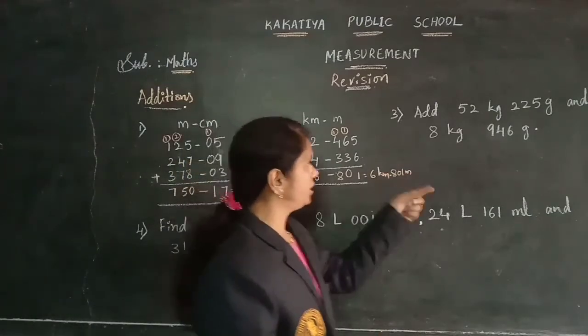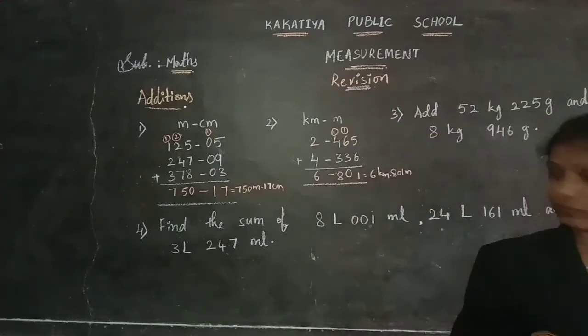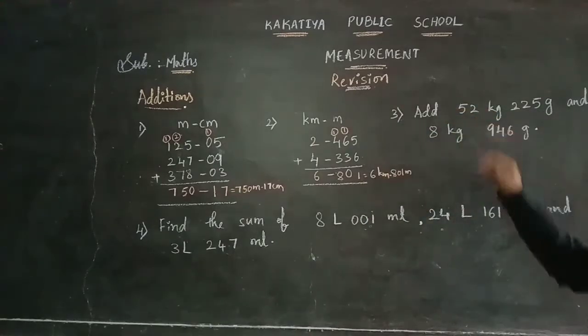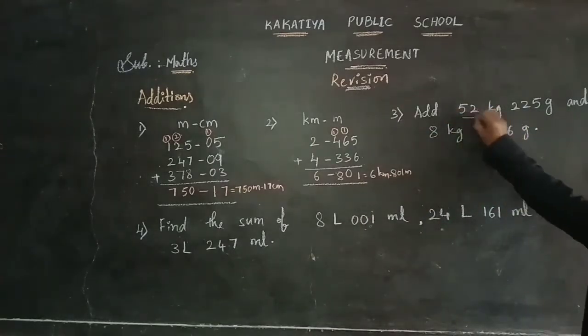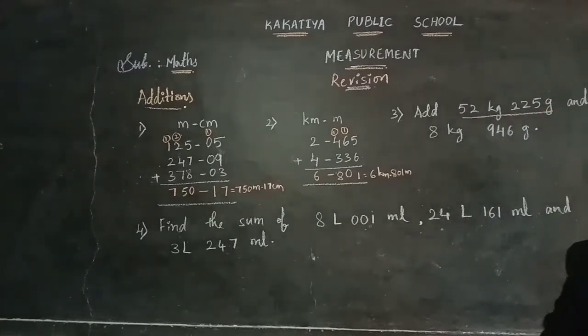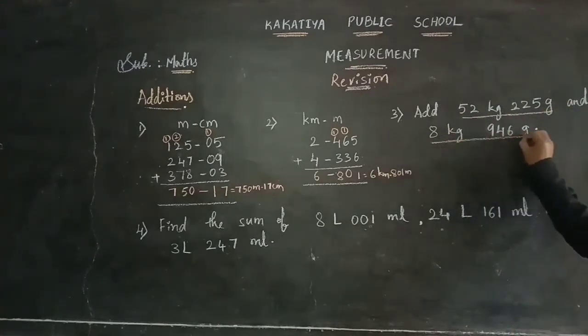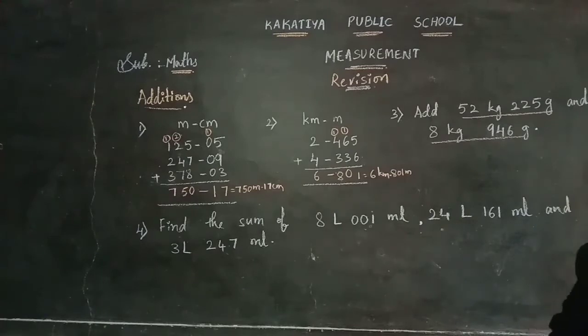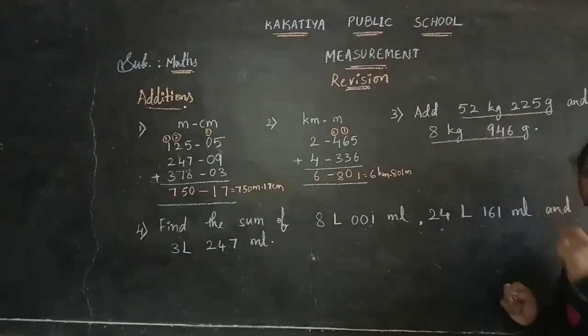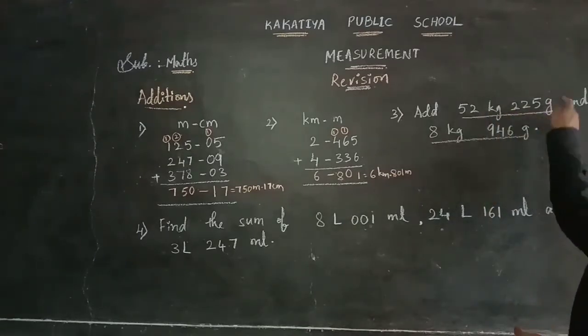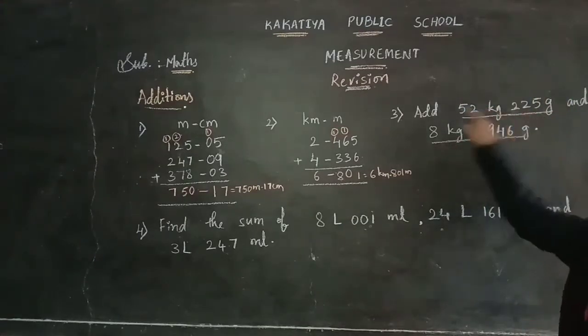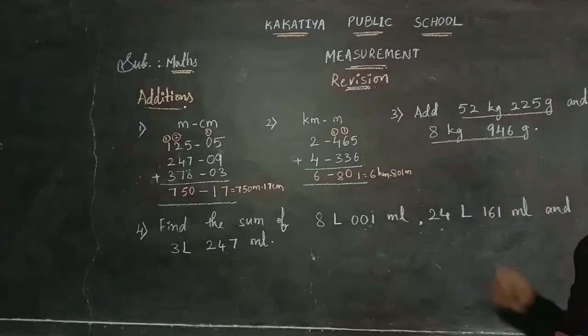Okay. Now let's do this third problem here. Add 52 kgs 225 grams and 8 kgs 946 grams. Okay, two numbers have been given children. These two are the two numbers. Don't think these are four numbers. Kgs and grams is one number only and kgs and grams is one number only. So they have given here two numbers.